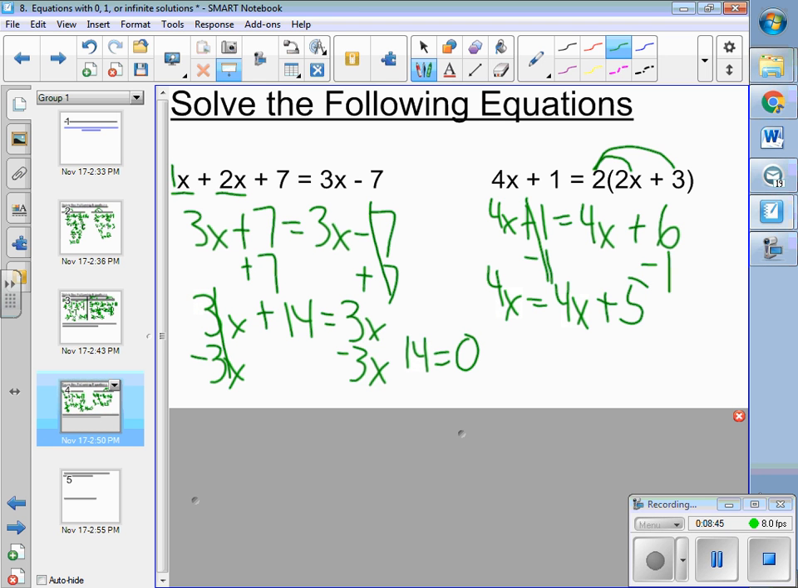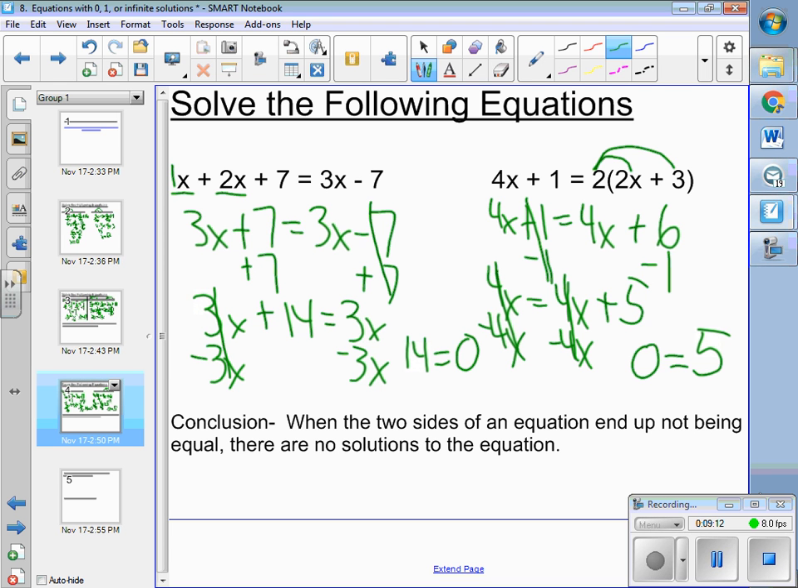Now we can get rid of our variables. So let's minus 4x from this side and do it from the other side as well. So that cancels both of those. And what we're essentially left with is 0 equals 5. Because we have canceled both variables on each side, just like we did in the first example. Now, what does that mean? What is our conclusion from that? We can say when the two sides of an equation end up not being equal, then there are no solutions to the equation. No solutions to the equation.